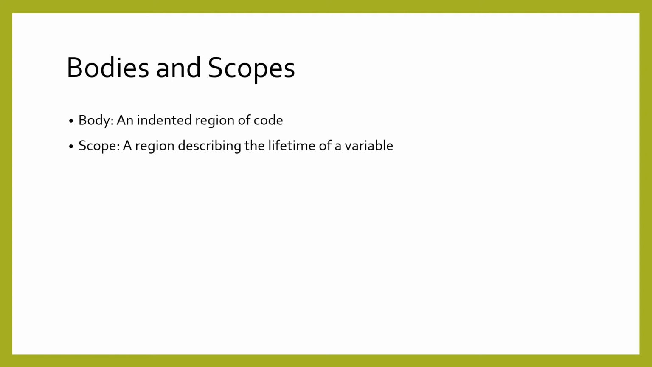Bodies describe a region of code based on indentation. Scopes describe a region of code where variables exist or do not exist. Usually, scopes are a subset of the bodies of the program.